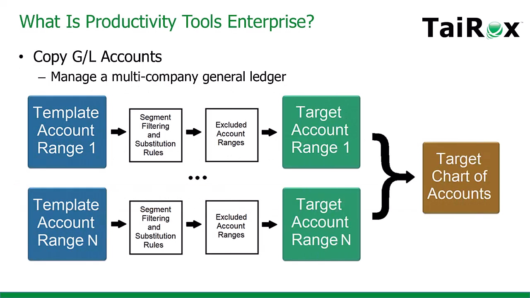The Productivity Tools Enterprise Edition is focused on high-end general ledger functionality. One of the high-end features in accounting software is a multi-company general ledger. In Sage 300, this means that you have a template company and a set of rules for each of the target companies. You might, for example, have 10 target companies. You can then add or modify accounts to your template company and in a single operation have those accounts added or modified in all 10 target companies according to the rules you set up. A good amount of planning is required. Consult our user guide.